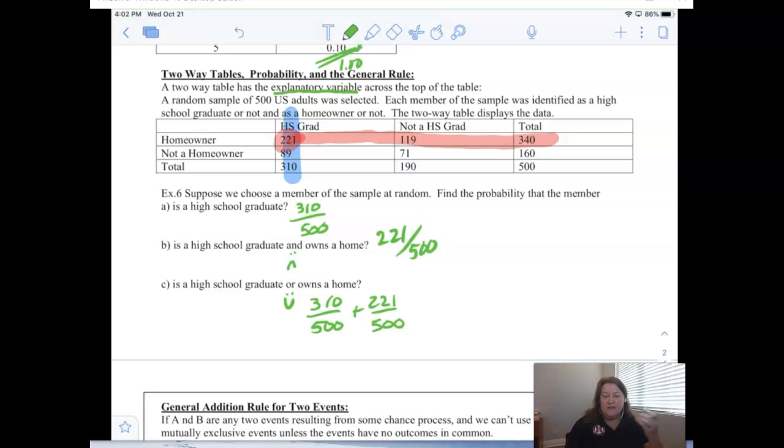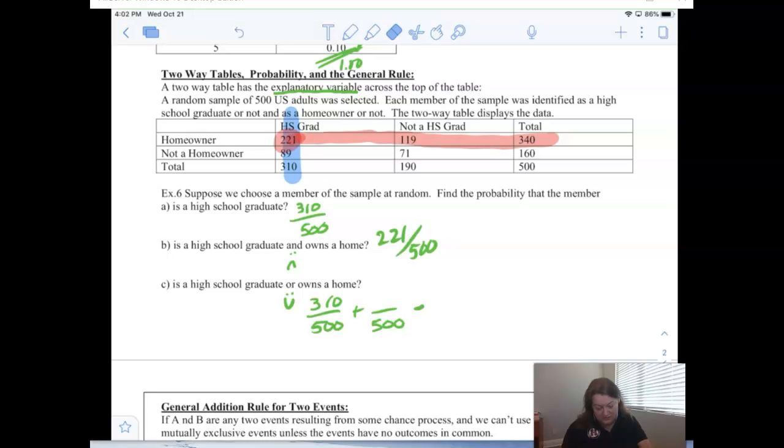So again, you think about all these people standing up when I ask them to. Stand up if you're a high school graduate. All of those people in blue would stand up. Stand up if you're a homeowner. Well, 221 of them would have already been standing. So I don't want to double count those people that were already in both categories. So I'm going to subtract, oh, hold on. I'm sorry, I did not 221.